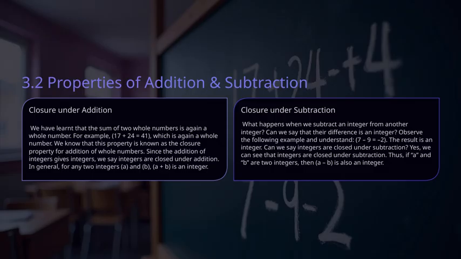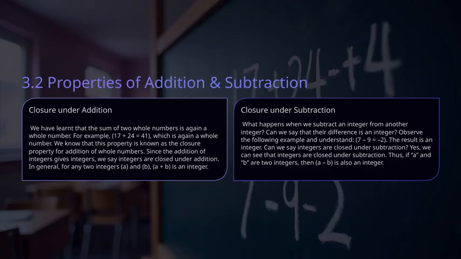First, let's look at closure under addition. What does that mean? It means that if we add two whole numbers, the result is always another whole number. For example, if we add 17 and 24, we get 41, which is also a whole number. This property is called the closure property for addition because the set of whole numbers closes under addition.